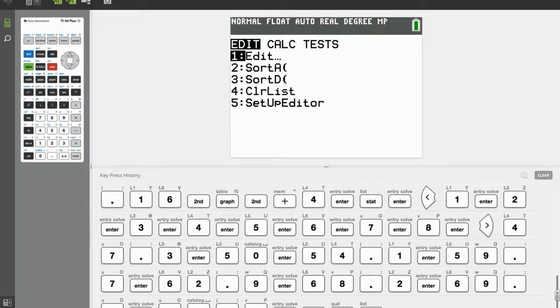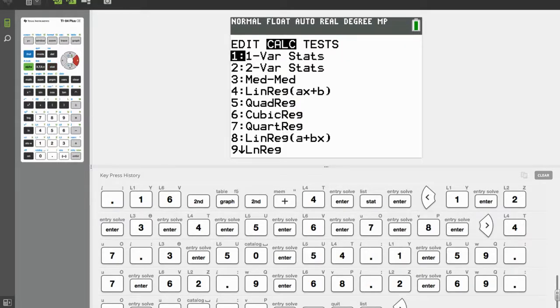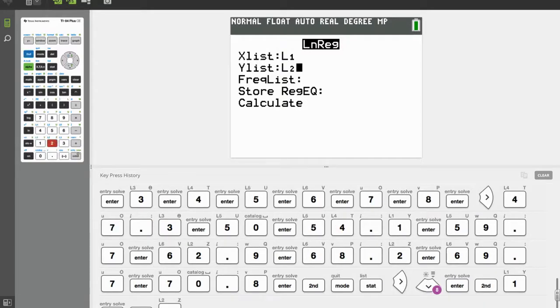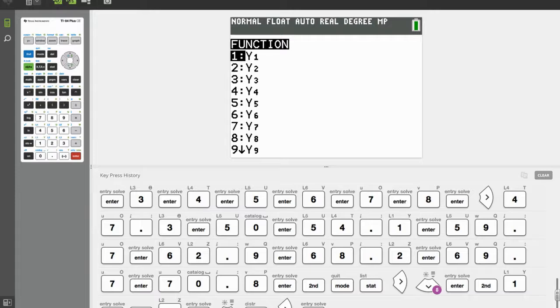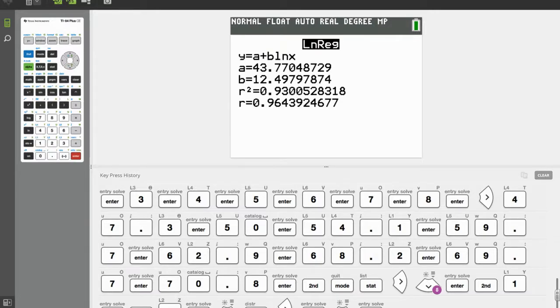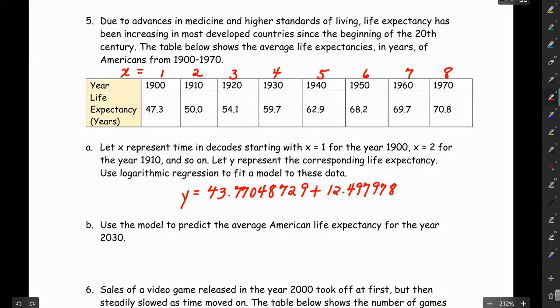We're going to go to stat, calc, and this time we're going to choose logarithmic regression, which is the LnReg, number 9. You can either press number 9 or scroll down and select number 9. Make sure you have list 1, second 1, list 2, second 2. And we're going to store the regression equation. So we're going to go to vars, y vars, enter, enter, and we'll calculate, and we'll write that equation down without rounding.